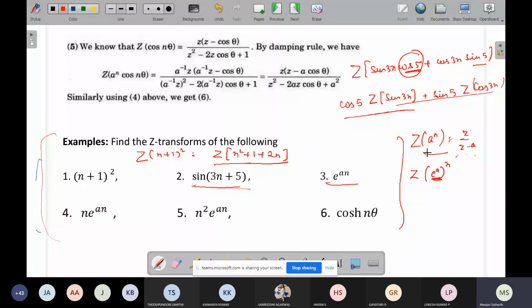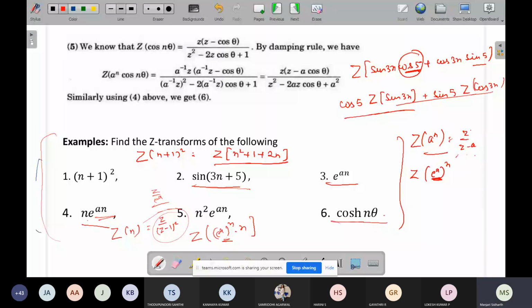That's it. Now you know the z transform of n, and because this is multiplied by positive power of a, where a is e power a, it is z over z minus 1 whole square. Now e power a power n into n. That means positive power of a, so here it will be replaced by z over e power a. This a, right? Cos hyperbolic n theta.